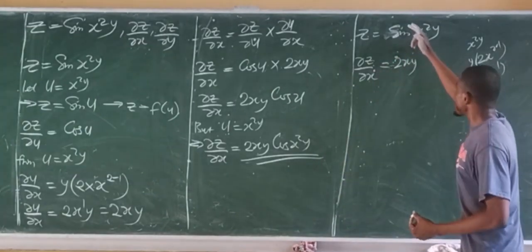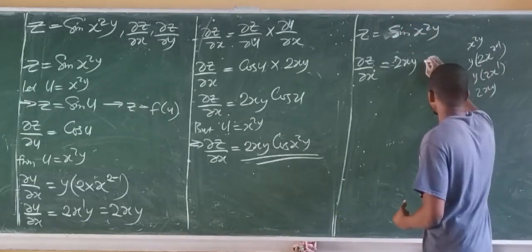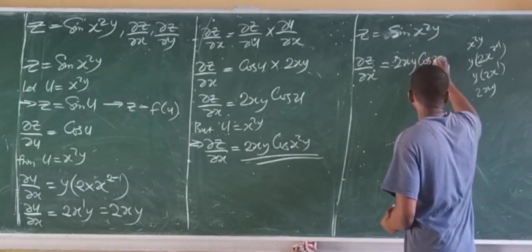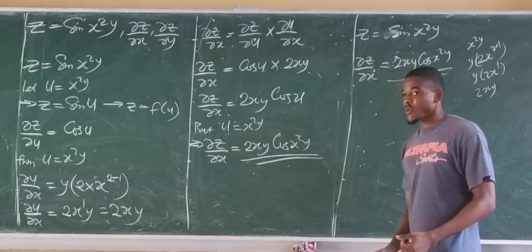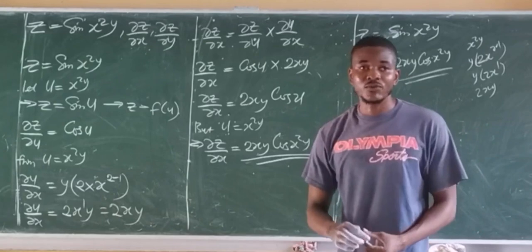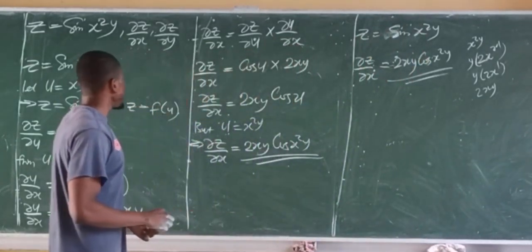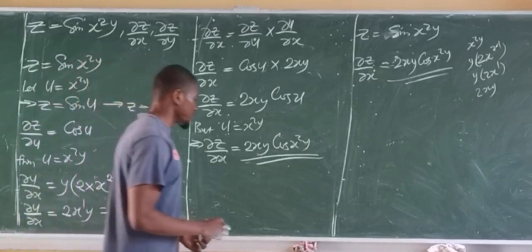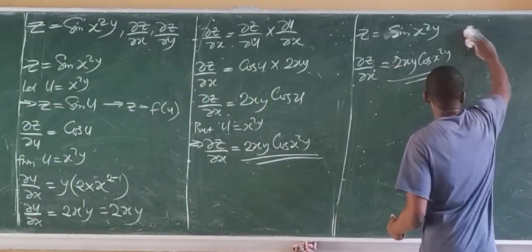Then differentiate the sine function itself. If I differentiate sine, I will simply have cos. So I'll have cos(x squared y), which is still the same thing as what we have here. So that is it for the shortcut approach. The next question says you should find partial z, partial y. Okay, so let's see how that goes.